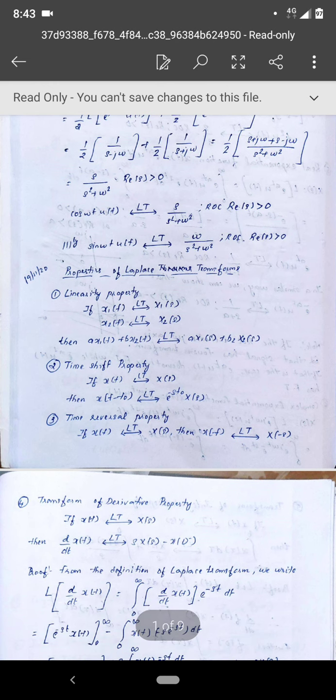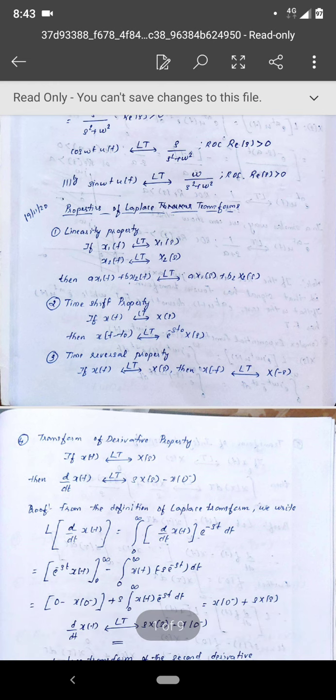Then time reversal. This is very easy to understand. If x of t leads to X of s, then x of minus t will obviously lead to X of minus s. Then transform derivative property. This is another property which I'll go into in detail, including the proof, because the next two properties we often use while we solve differential equations.